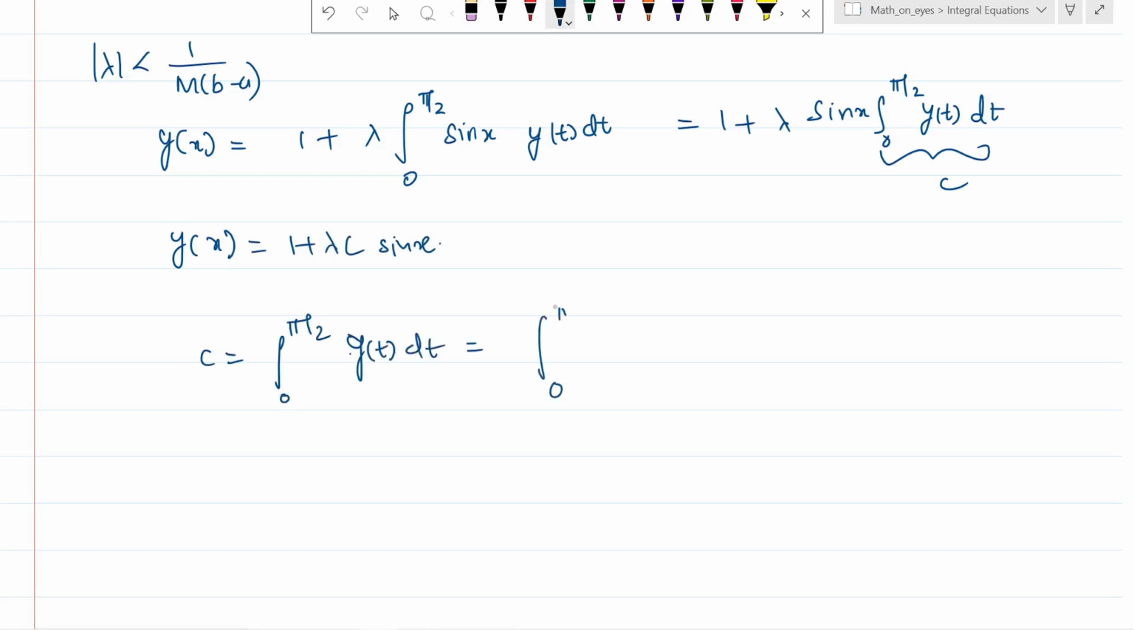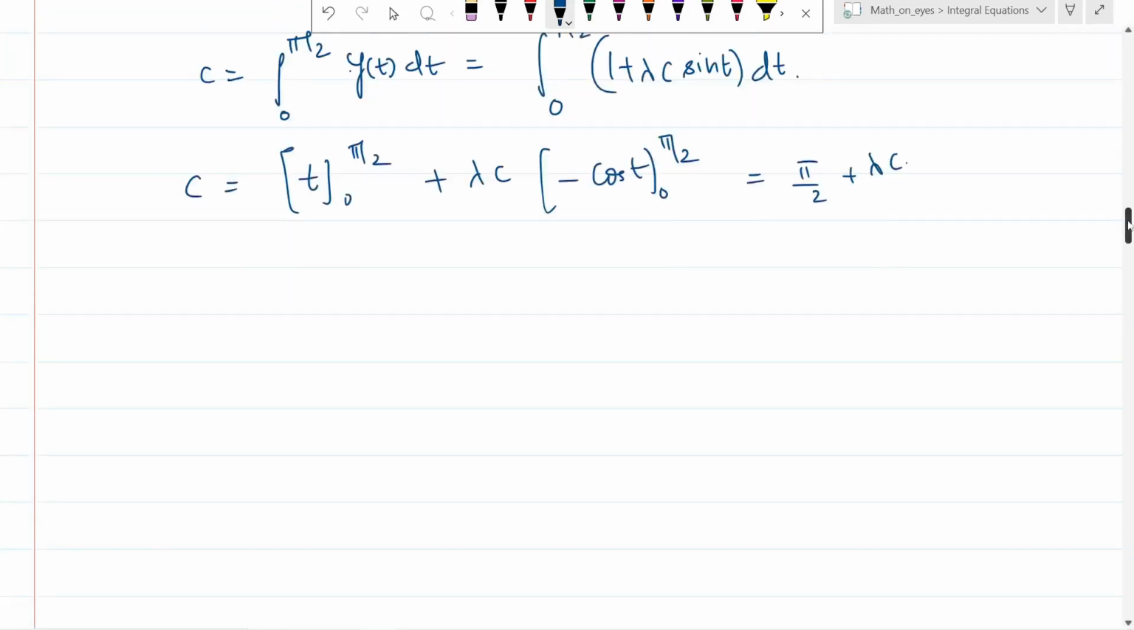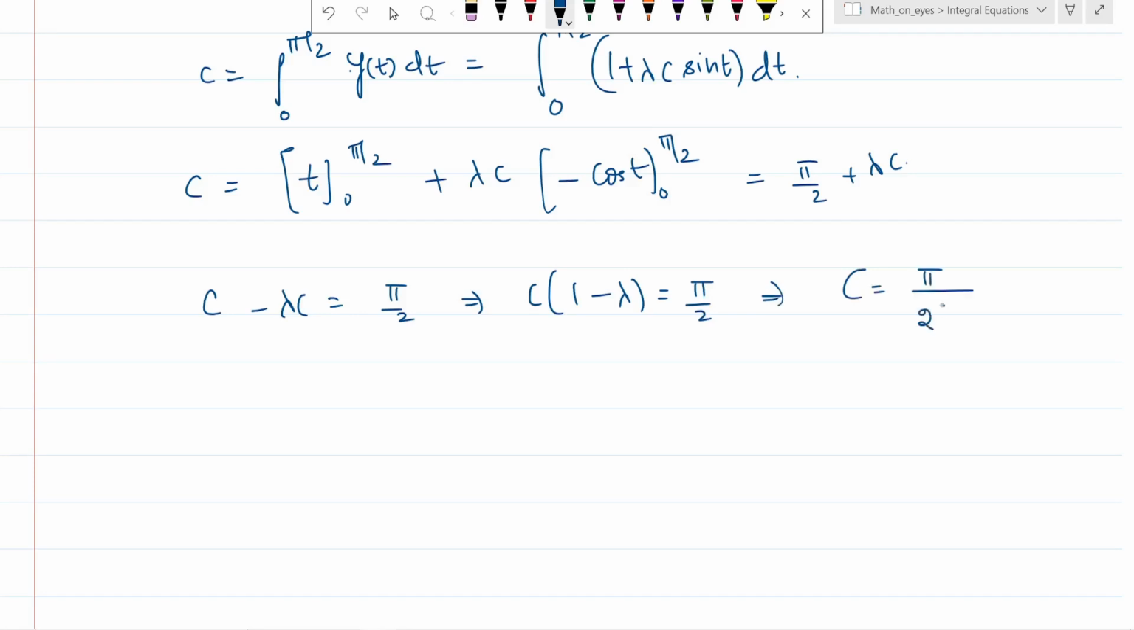And just replace in this integral from 0 to pi by 2. What is our y of t? This is y of t: 1 plus lambda c into sine t into dt. Now, in particular, y of pi by 2 is equal to minus 2. This is also taken into consideration in the question. So that is equal to the integral from 0 to pi by 2 of 1 plus lambda c sine t. So we find t from 0 to pi by 2 plus lambda c into minus cos t from 0 to pi by 2. So that is equal to pi by 2 plus lambda c. So that implies c minus lambda c is equal to pi by 2. So c into 1 minus lambda is equal to pi by 2, which implies c is equal to pi divided by 2 into 1 minus lambda.